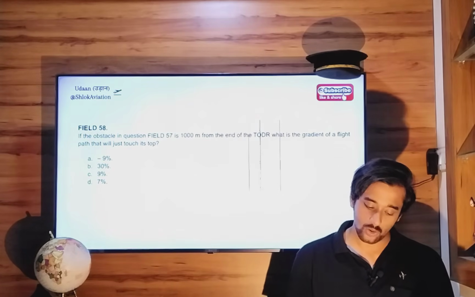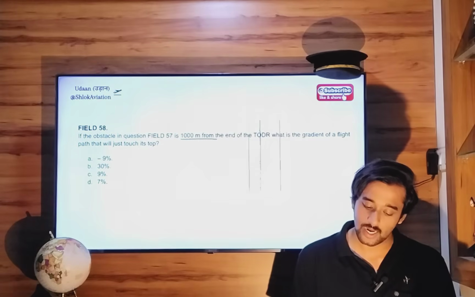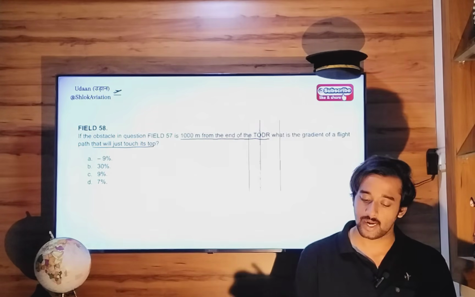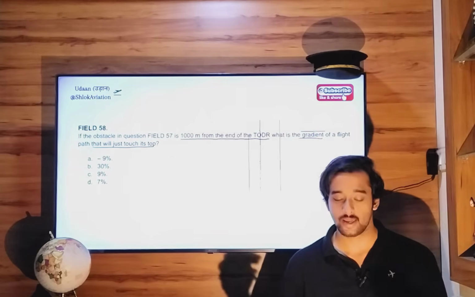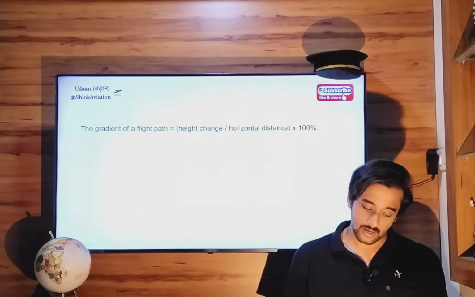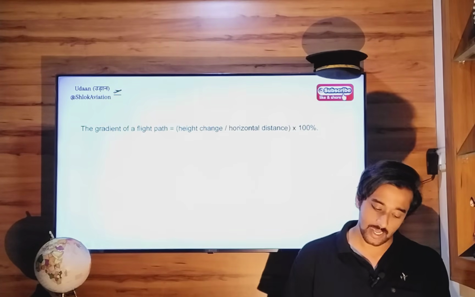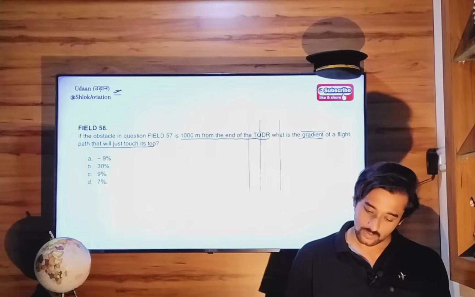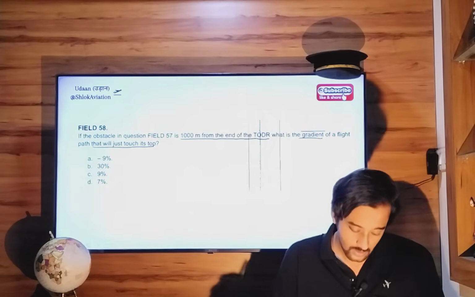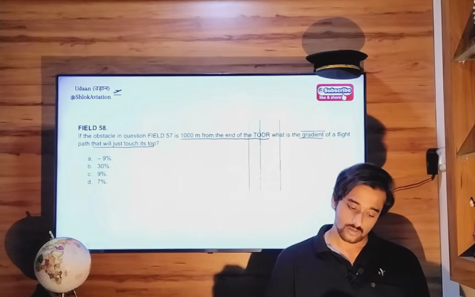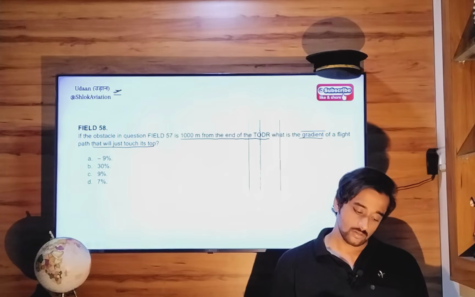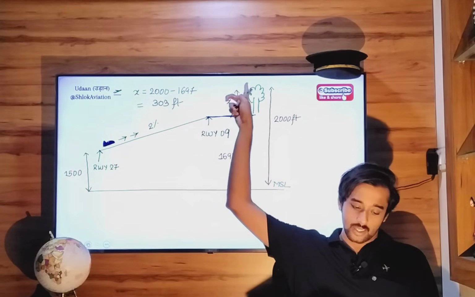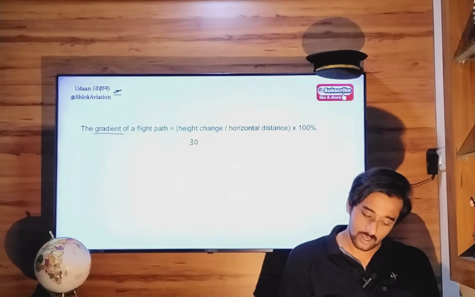Next, if the obstacle in previous question is 1000 meter from the end of the takeoff distance required, what is the gradient of a flight path that will just touch its top? Gradient means we have to find the climb gradient required, the slope required. So the formula is climb gradient is equal to height change divided by distance into 100%. So height change, we have to make a height change of 303 feet.